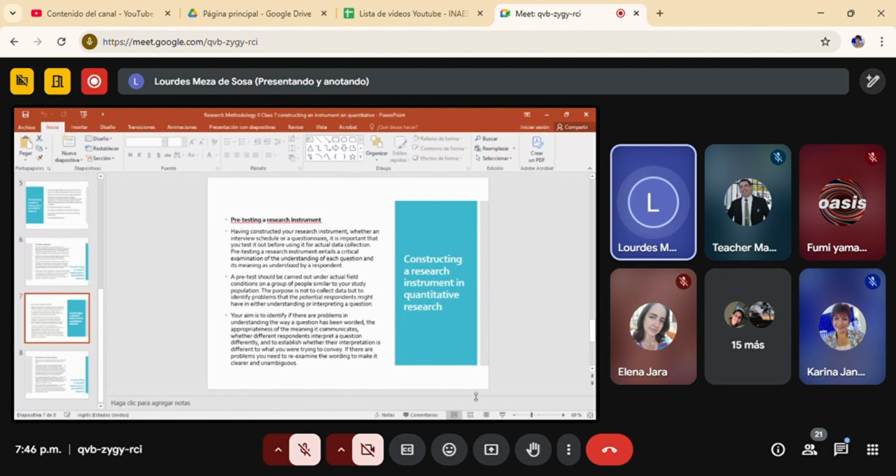A pre-test should be carried out under actual field conditions on a group of people similar to your study population. The purpose is not to collect data, but to identify problems that the potential respondents might have in either understanding or interpreting a question. Your aim is to identify if there are problems in understanding the way a question has been worded and the appropriateness of the meaning it communicates. Is it really saying what I want to ask? Is it really asking that?